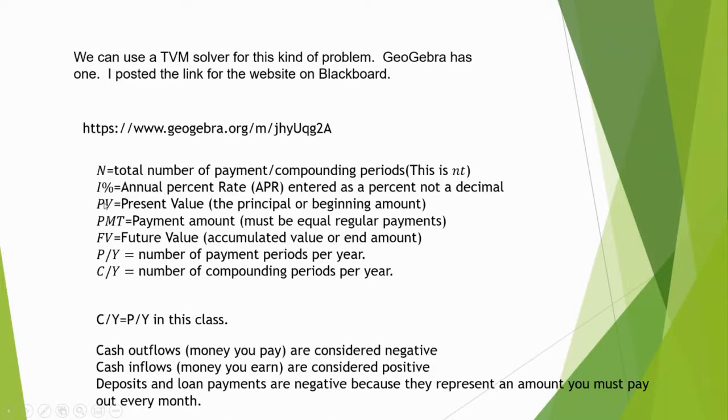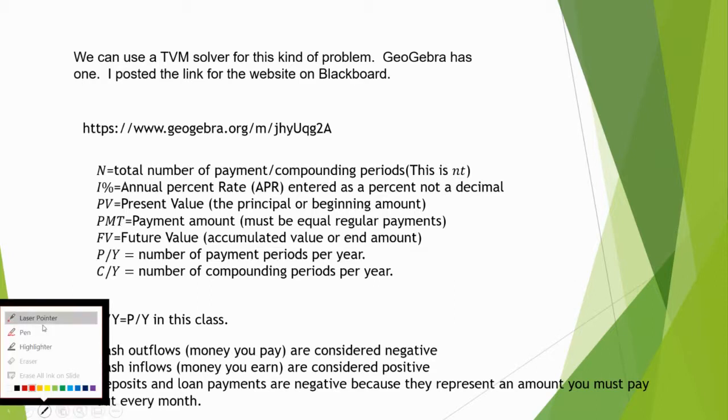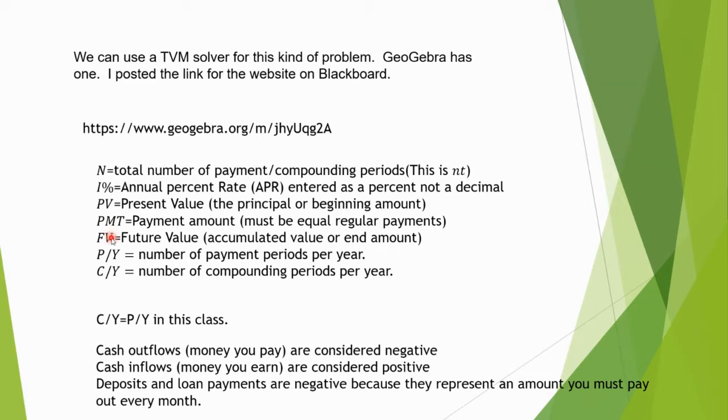PV is how much is in the account now, at the present time. PMT is your monthly payments, and we're assuming they're regular payments. FV is the future value. That's how much will be in the account later on, after time has passed. And these two here are payments per year and compounding periods per year. They don't usually have to be the same, but in this class they will be.